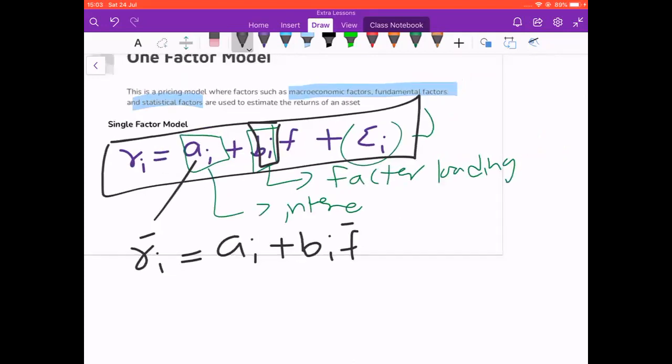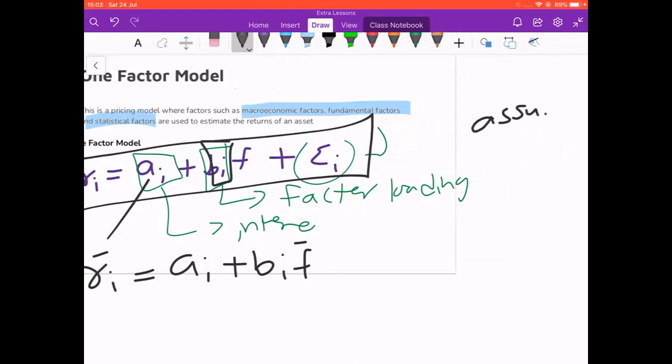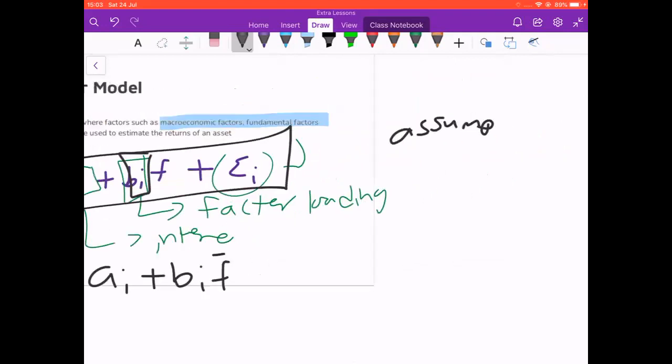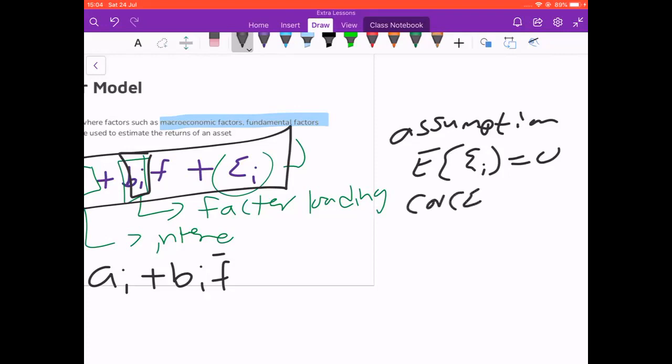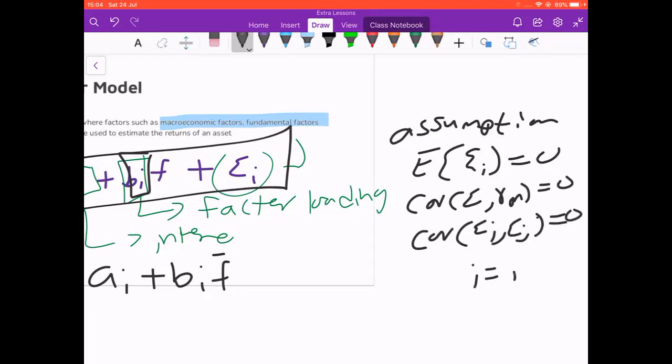There are other assumptions that you need to know. The assumption is that the expectation of the error is going to be 0. The covariance of the error and the market is going to be 0, and the covariance of error i and error j is also going to be equal to 0, where i is not equal to j. Sorry, I mistyped.